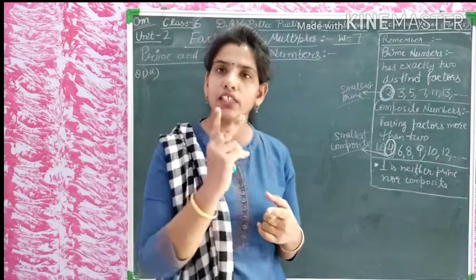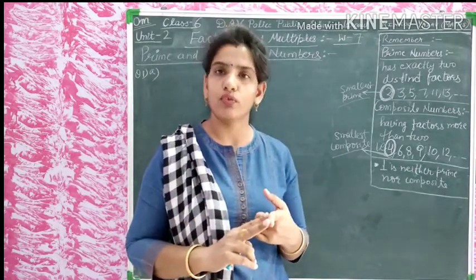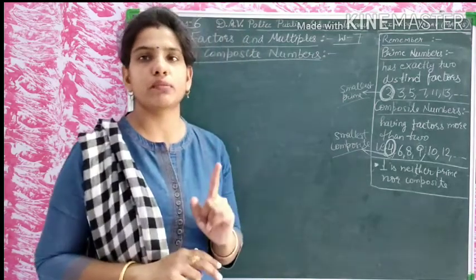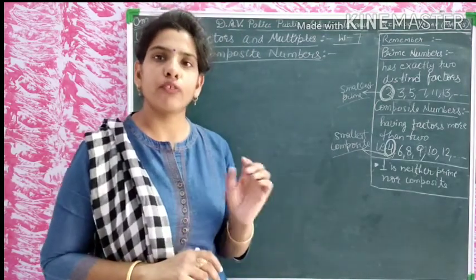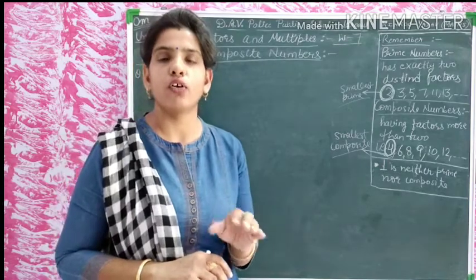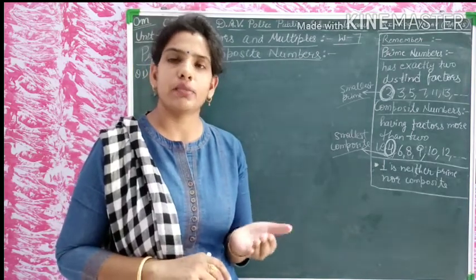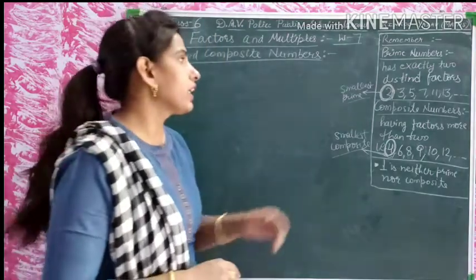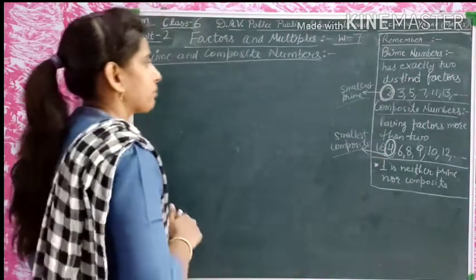If a number has exactly 2 factors, only 2 factors, then it must be a prime number. And if any number has more than 2 factors, that number is a composite number. Is this clear, students? Now we will look at the prime numbers.